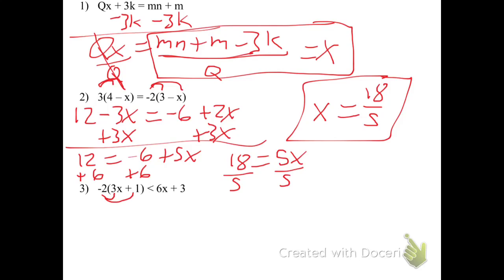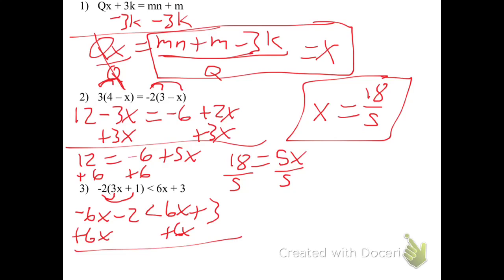Again, distribute to get negative 6x minus 2. Remember, you keep the negative with it. And then on the right side, we got 6x plus 3. Like I said, I typically like to keep my x positive. And so I'm gonna put my x's on the right side by adding 6x to both sides. Remember, to get rid of negative 6x, you have to add 6x. So left side is now just negative 2. 6x plus 6x is 12x. And we still got the plus 3.